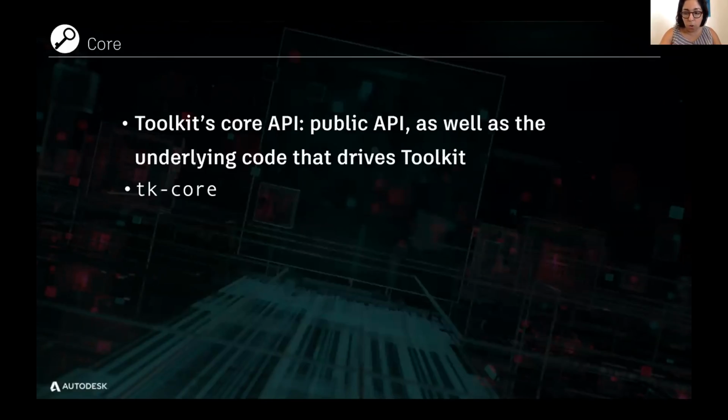And finally, core. Toolkit's core API, its public API, that you guys can also use to write your own Toolkit code, as well as the underlying code that drives Toolkit. By default, every pipeline configuration for each individual project has its own self-contained copy of TK Core. You can change that. You can share core across your studio, but this is where it begins by default. And again, that gives you that control where different projects can be on different versions. The notation is simple. There's only one, and it's called TK Core.